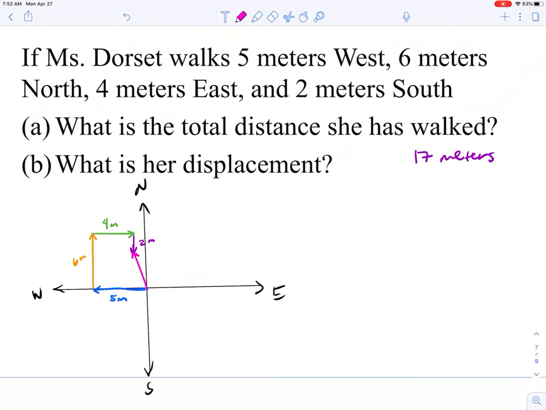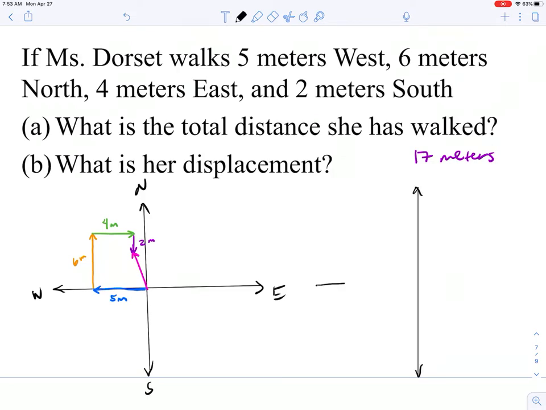However, displacement would be, and I believe I'll be in quadrant 2, but I'm not totally sure. This is just a sketch, but would be that vector right there. That would be my displacement vector. So we want to find the magnitude as well as the direction of our displacement vector.